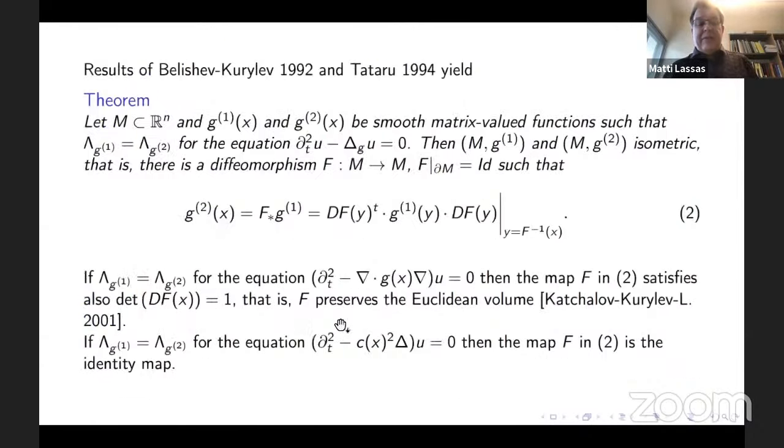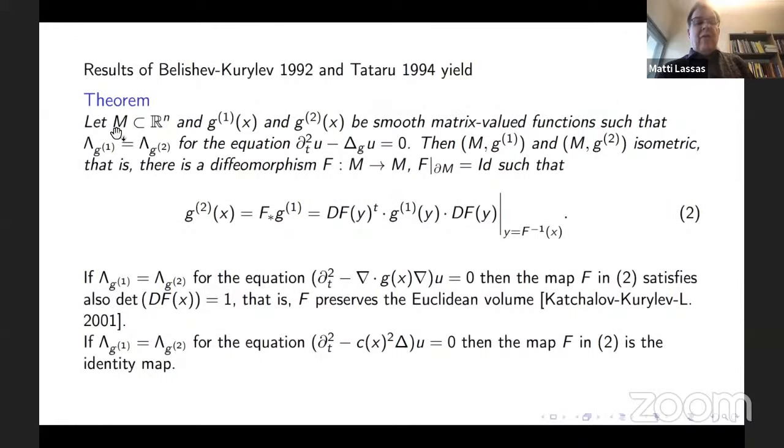Anyway, so what is this plan that you reconstruct the abstract manifold and then you construct an embedding, what does it mean in practice? So this is the basic result for linear wave equations. This was done by Belishev and Kurylev, applying Tataru's unique continuation result.